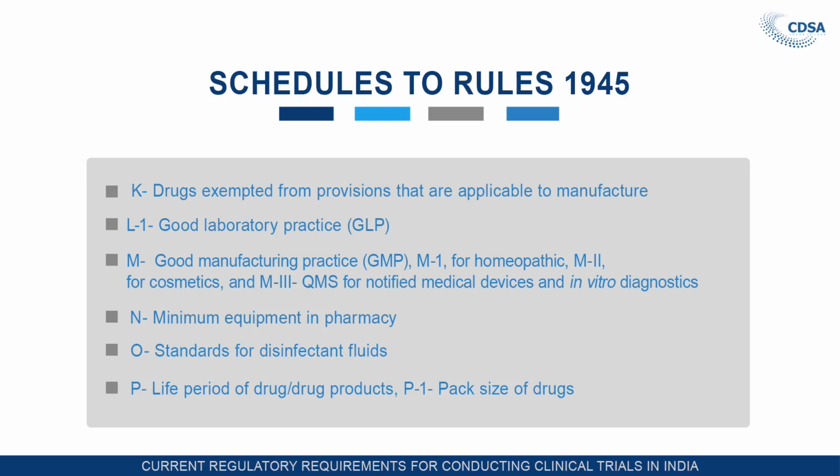Schedule N is the minimum requirement of equipment in a pharmacy, that is, the minimum equipment a pharmacy should have. All the equipment has been mentioned in Schedule N.